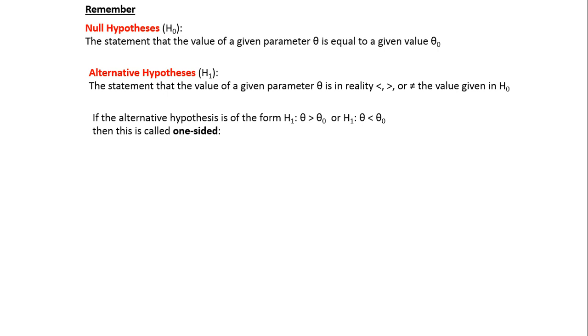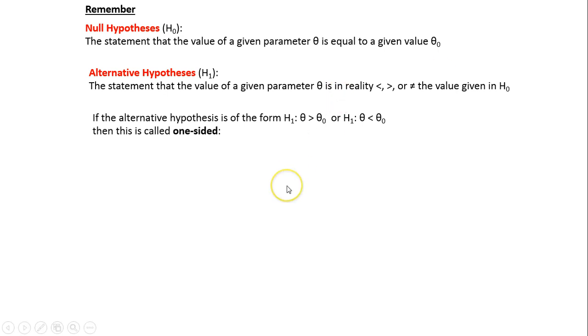A null hypothesis is the statement that the value of a given parameter is equal to a given value, theta 0. An alternative hypothesis would be the statement that the value is in reality less than, greater than, or not equal to the value given in H0, the null hypothesis.